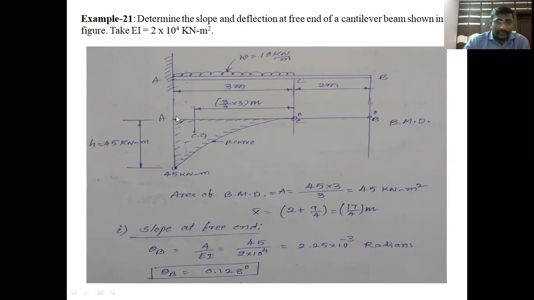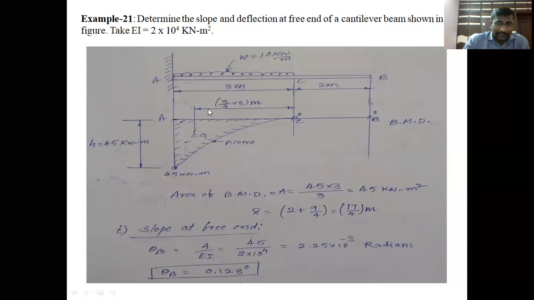L means total 3 meters. H is 45 kilonewton meters. So 45 into 3 divided by (n plus 1), 2 plus 1, where n is 2 for the parabolic curve. So 45 into 3 by 3, therefore 45 kilonewton meter square is the area of the bending moment diagram. Total area is 45 kilonewton meter square, because the area of the bending moment diagram between B and C is 0. It is simply a line.